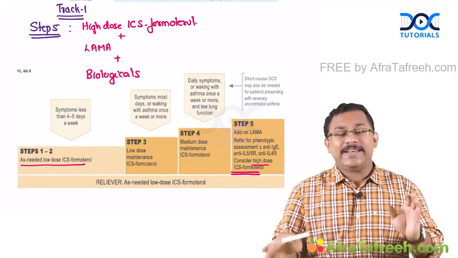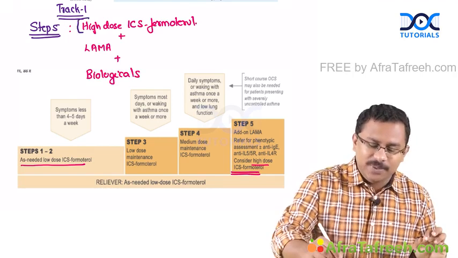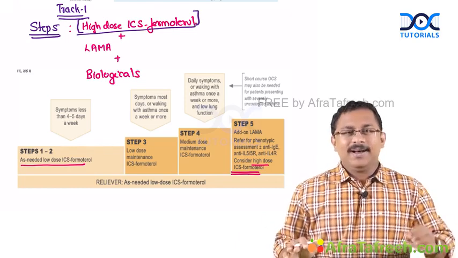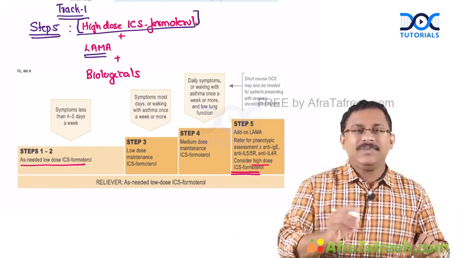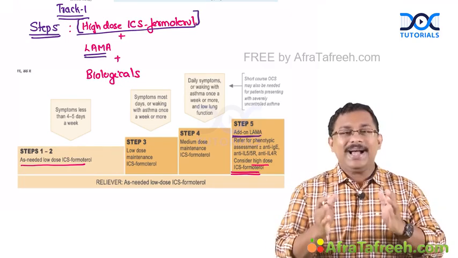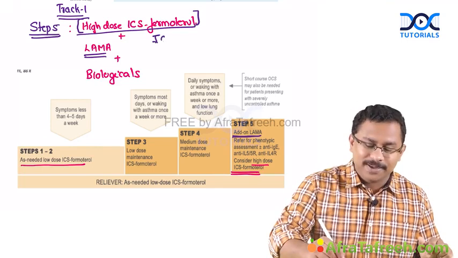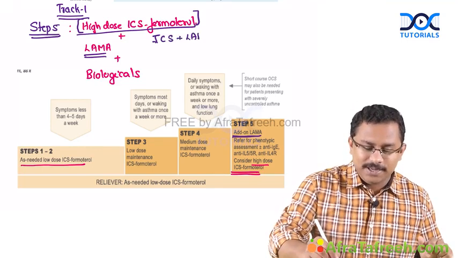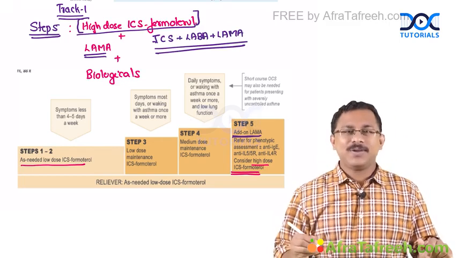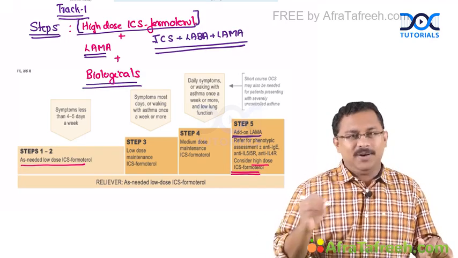Now, is it necessary that step 5 should have all these in combination? No, it's not like that. Initially, you start with high dose ICS formoterol. You can go for add-on LAMA. Remember, not separate. It's always add-on LAMA. So you can have at a particular time a combination of ICS plus LAMA plus LABA, because the formoterol is a long-acting beta agonist. So you can go for a triple combination. Otherwise, if it is not getting controlled, then you can even go for the biologicals.